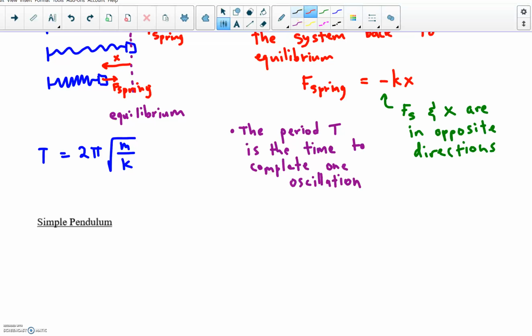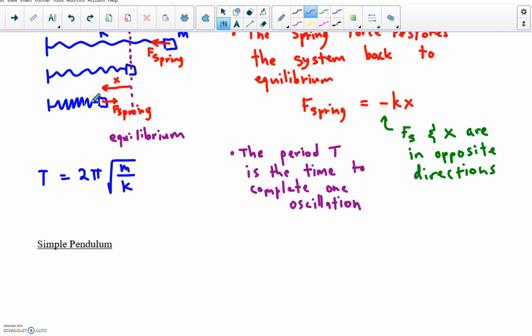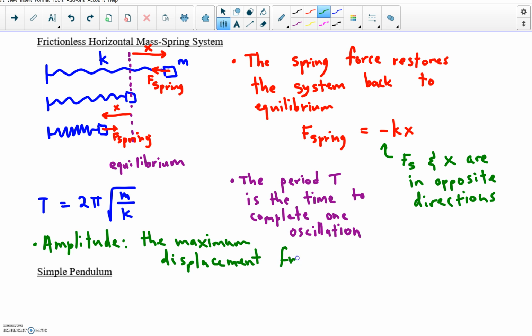The only factors that matter for the period are the mass of the block, how big is it, and the stiffness or spring constant of that spring. The maximum distance, or we call it the maximum displacement, how far you get from the equilibrium, from the center line, is called the amplitude. Amplitude is the maximum distance, and we're going to actually say displacement, from the center line, or equilibrium, we call it.